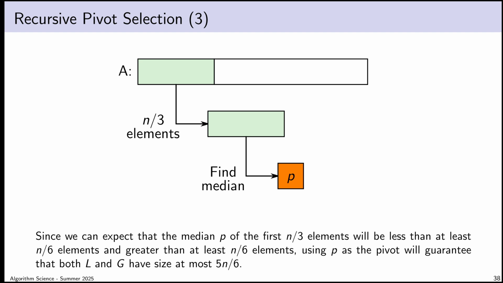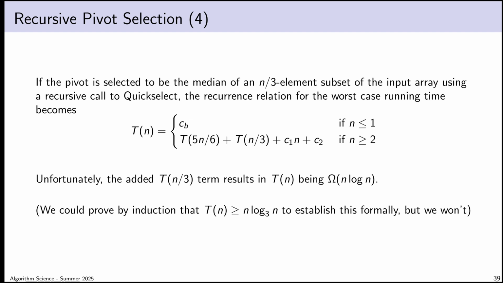Okay, so I can expect that if I choose, let's say, n over 3 elements, although this analysis works perfectly well for any other number of elements, n over 7 or whatever, 3n over 8, but n over 3 is a convenient number for our purposes, then p will be greater than n over 6 elements and less than n over 6 elements, and that means that in the big array, L will have size at most 5n over 6, and so will G. So I end up with this, and then I hit a snag.